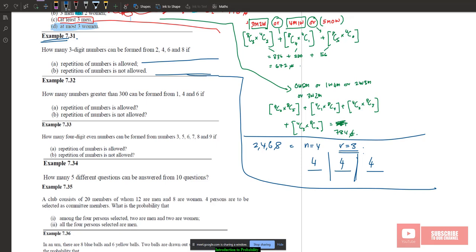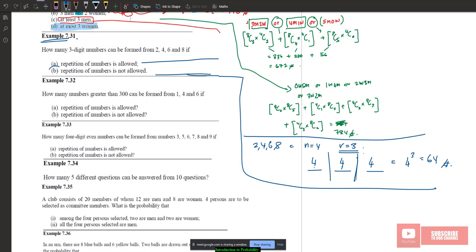By looking at the first formula, m multiplied by n, we have 4 multiplied by 4 multiplied by 4. So this is 4 to the power of 3, which is equal to 64. This is if repetition is allowed, meaning you have the same alternatives from left to right.